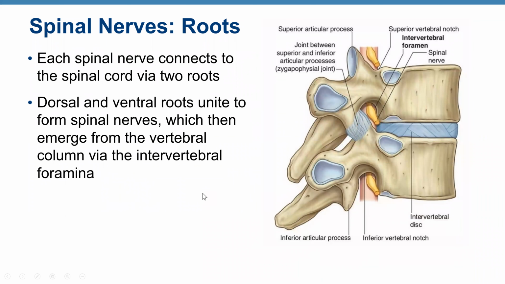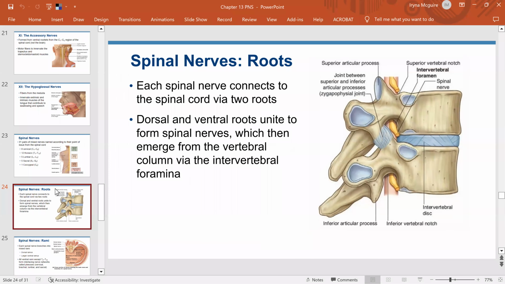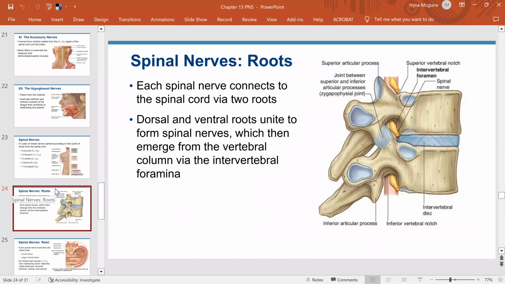So, spinal nerve roots. Each spinal nerve connects to the spinal cord via 2 roots. Dorsal and ventral roots unite to form spinal nerves, which then emerge from the vertebral column via the intervertebral foramen.